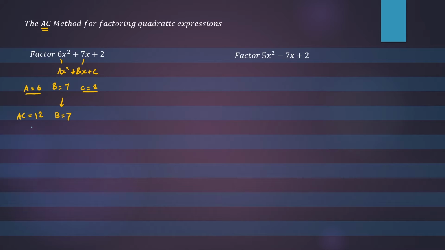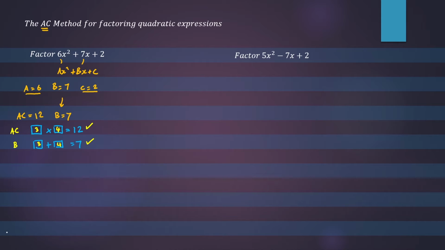So what we do now is look for two numbers that when we multiply them, we'll get 12, which is AC, and when you add those numbers, you'll get 7. So in this case, the numbers would be 3 and 4. So 3 times 4 is 12, and 3 plus 4 is 7. So this is the AC part, and this is the B part.